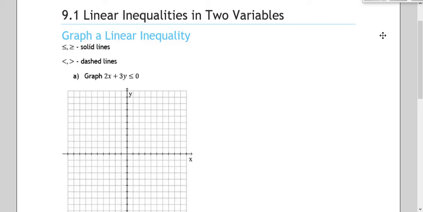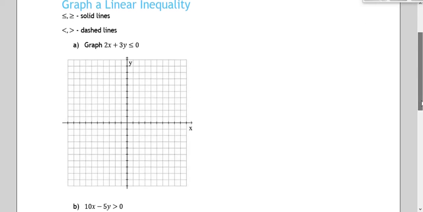So this is chapter 9, linear inequalities in two variables. We're going to start with just linear inequalities, go over to quadratic inequalities, and go from there. If we are graphing a linear inequality, it is the exact same as graphing a regular line. The only thing that we need to be cognizant of is whatever they're using here.